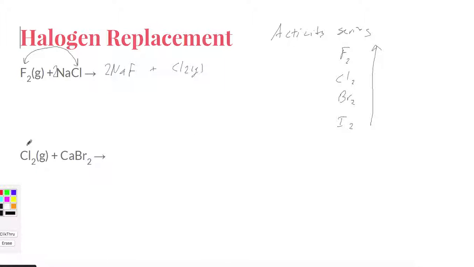Try one more, calcium bromide and chlorine. So we'll switch those two. Chlorine is more reactive than bromine, so it will switch places. We have CaCl plus bromine by itself. Calcium is +2, chlorine is -1, so there's our CaCl2. Bromine is a liquid, and we can balance it.